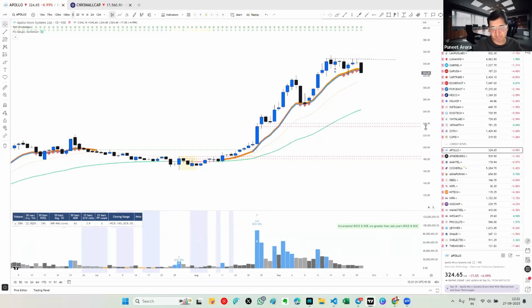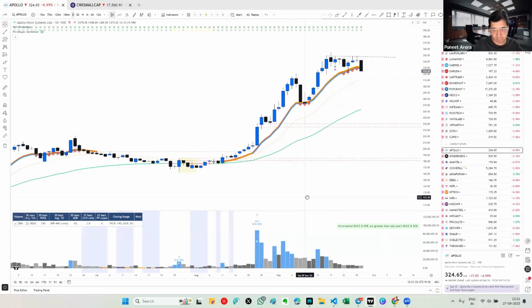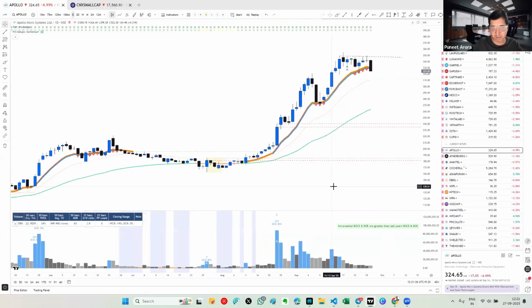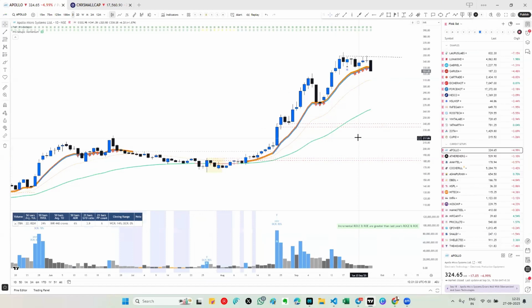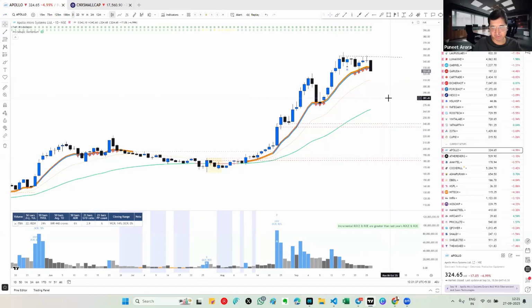I believe that the market is oversold right now. It's reached a kind of oversold situation, and if it goes up and if you want to trade momentum stocks, these are the stocks that you should be keeping in your watch list. Right, so this is one, Apollo Microsystem. It was coming a day before.